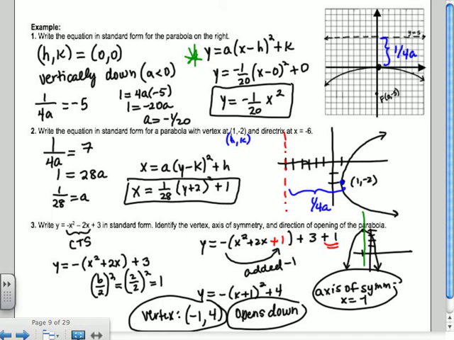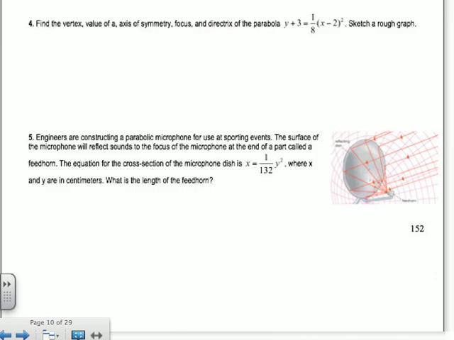All right, next up. So let's find everything. It says find the vertex, value of a, axis of symmetry, focus, directrix of the parabola, sketch rough graph. Okay, these are not that bad. So Lily was saying her friends at Cathedral freak out about this. It's not bad. You guys can do it.